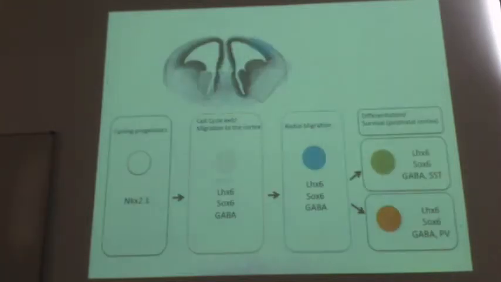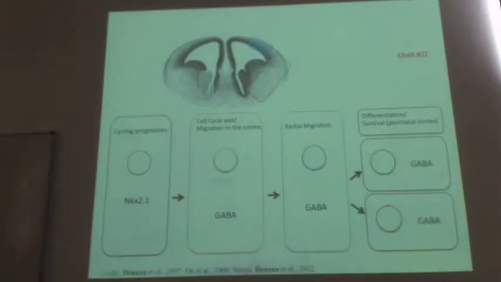Right. So, just to summarize what I've told you, LHX6 knockout mice have a defect in the migration of these interneurons, in the distribution of interneurons in the cortex, and also in the differentiation of GABAergic interneurons into the two subpopulations that arise from the MGE.